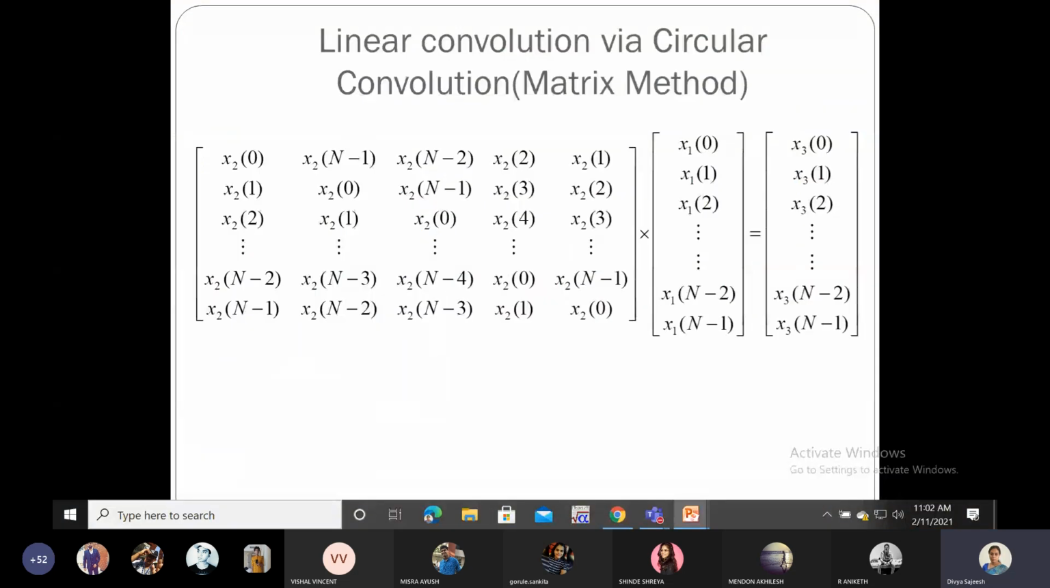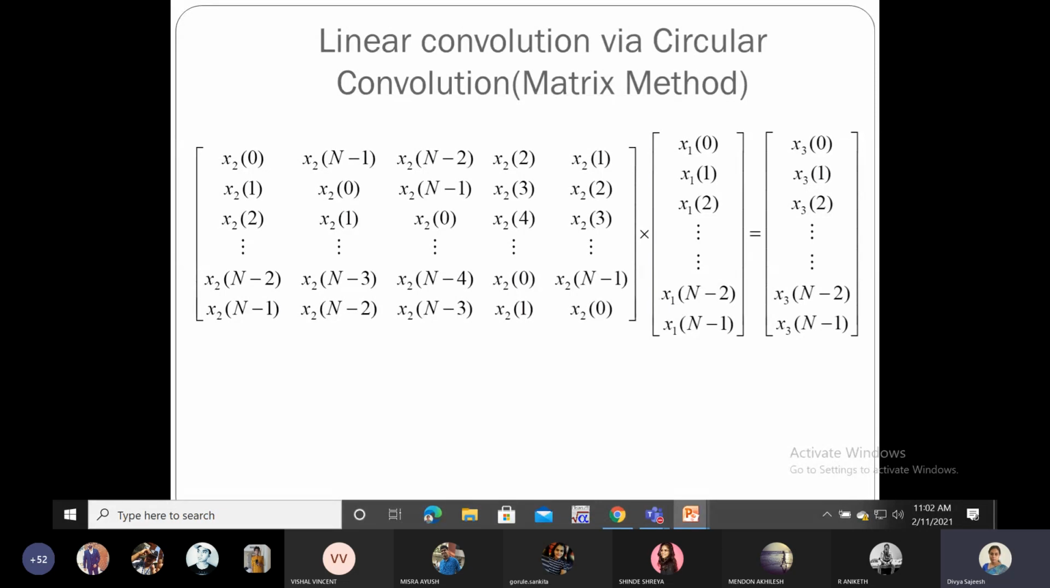Okay, so linear convolution via circular convolution. Again, matrix method only. Here some conditions are different, because both sequences have to be of the same length. Length in the sense that the number of samples of x1 of n and the number of samples of x2 of n have to be the same. Otherwise you have to insert zeros.